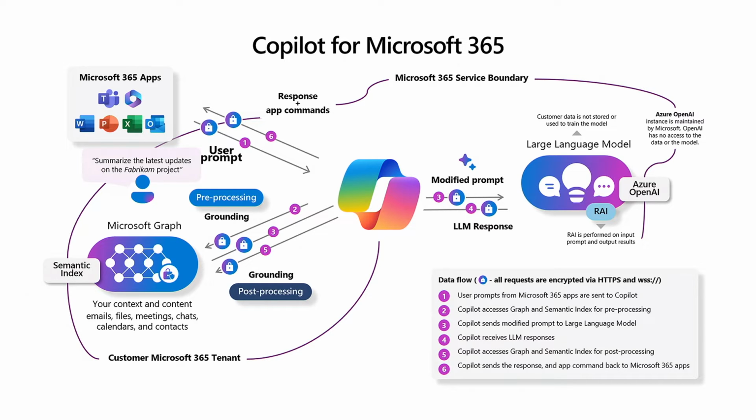In this case, it's just a response. In other cases, that can include commands from the Copilot that those apps can run. So this is the process for grounding queries that come to Copilot for Microsoft 365. And this example is an out-of-the-box one.